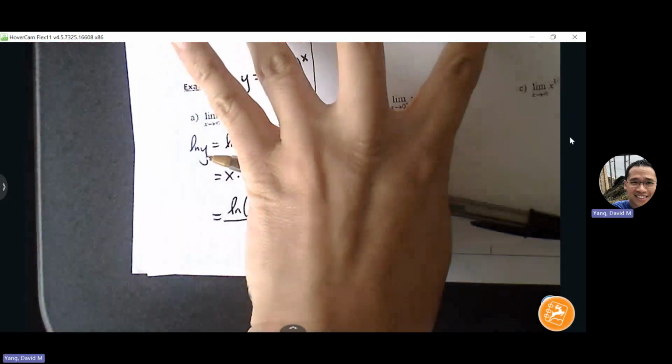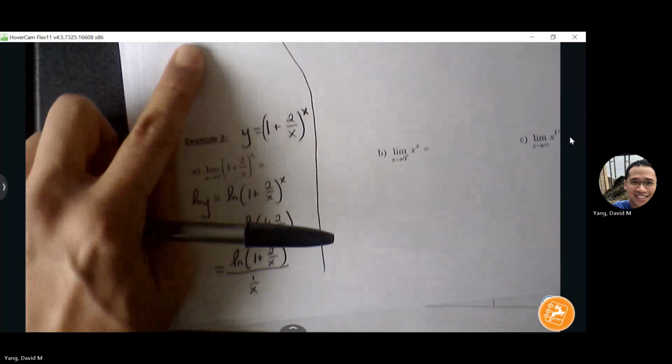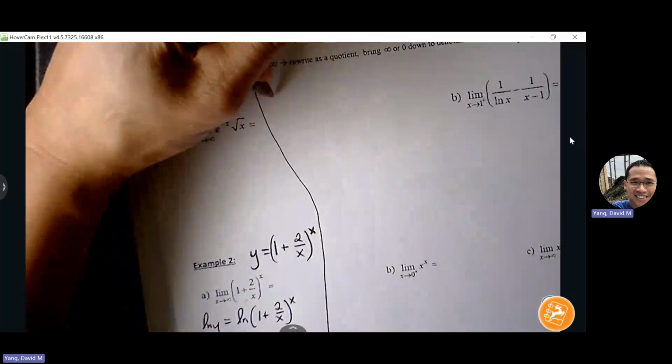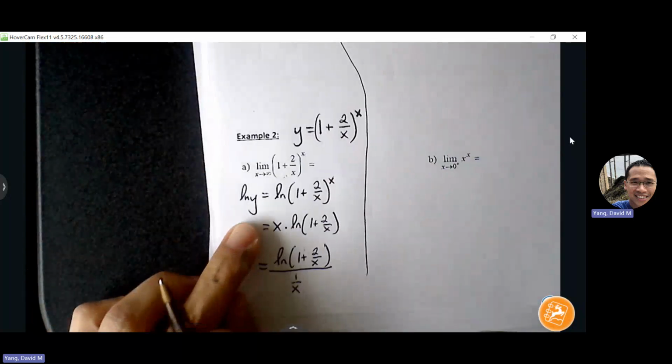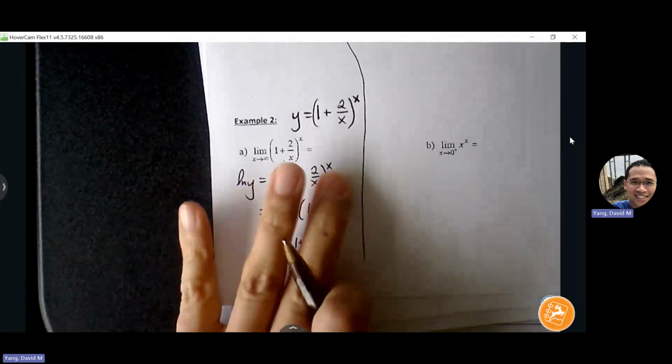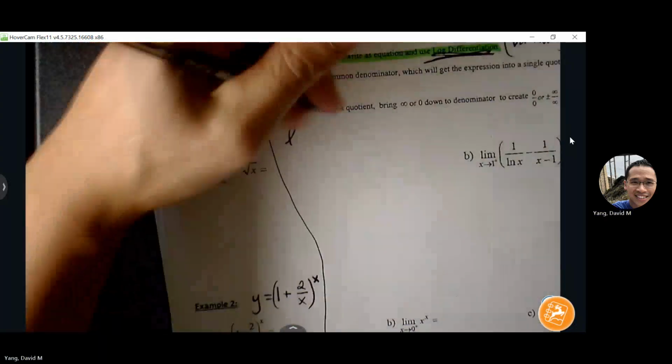And I'm not going to do examples A and B, so I'm going to move up to this page. Now, let's do what the limit problem tells us. We're going to ignore that natural log of y on the left side. We'll deal with that when we resolve the right side here.